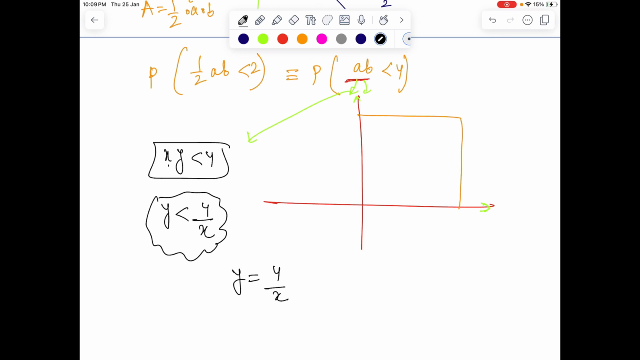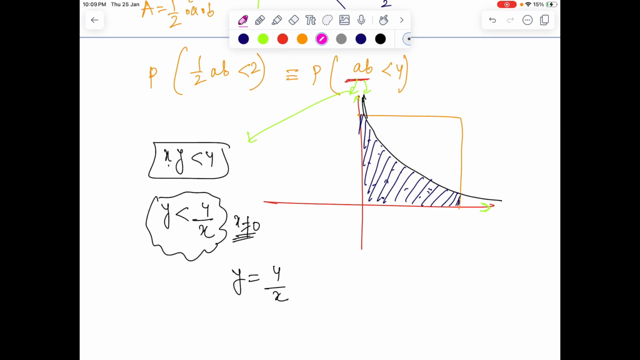Clearly x equal to 0 is not allowed when dividing by x, but I am just disallowing one particular point, which doesn't change the area bounded. At x equals 0, it will go to infinity; at y equals 0, x will go to infinity. We'll have this hyperbola. As long as we want xy less than 4, you can pick any point in this region. So basically we want this area out of the total area of the rectangle.